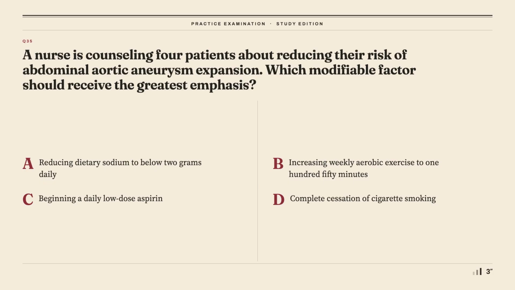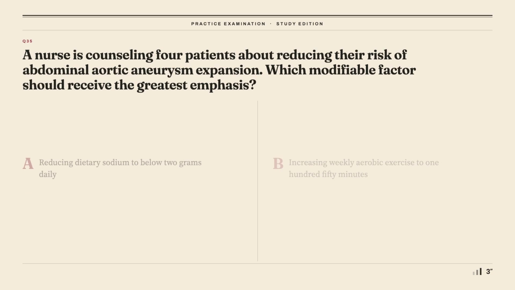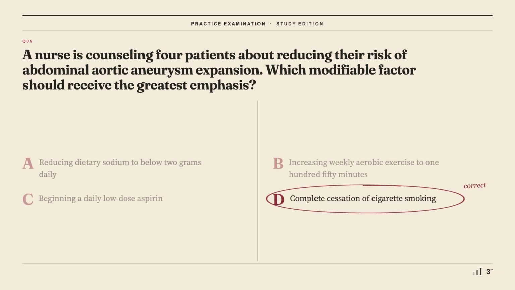Before I reveal it, which one do you think is right? The correct answer is D. Complete cessation of cigarette smoking.